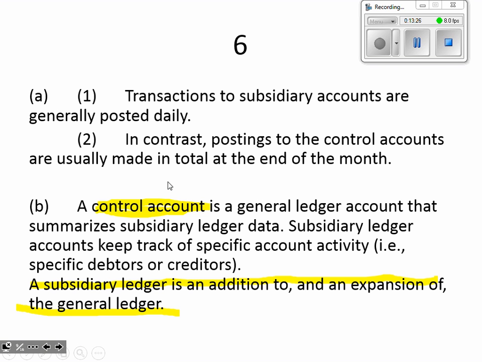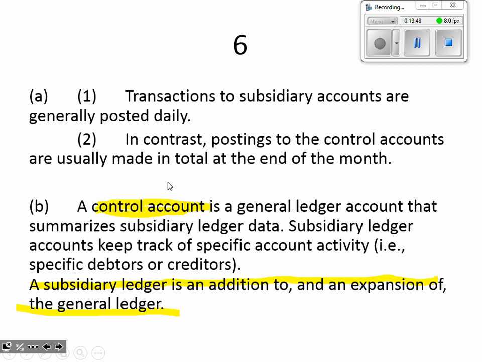I'll just read it. I've got some stuff highlighted here. A control account is a general ledger account that summarizes the subsidiary ledger data. What a perfect explanation. A control account is a general ledger account that summarizes what's going on in the subsidiary ledgers.